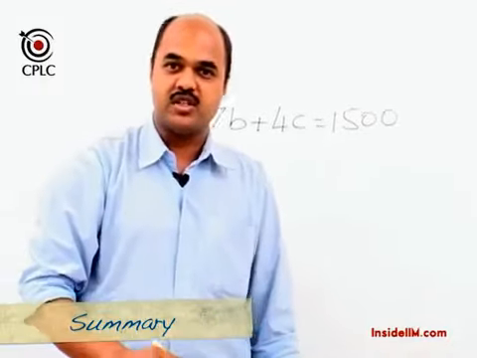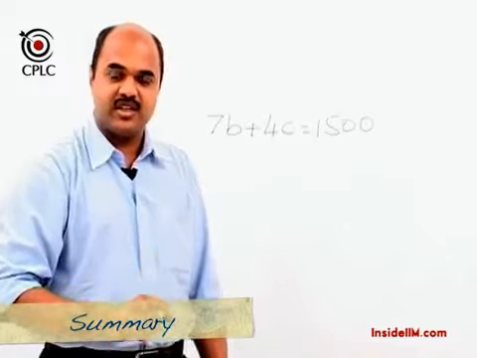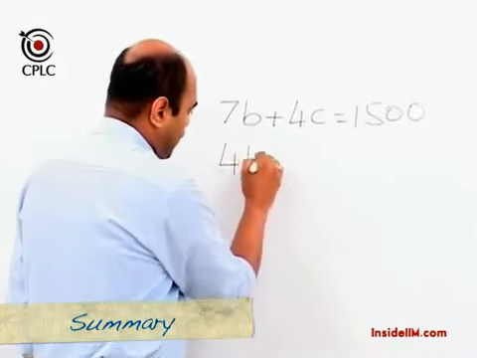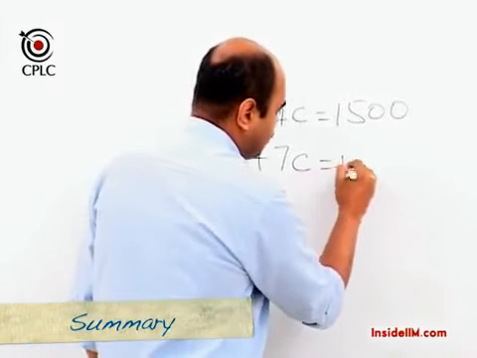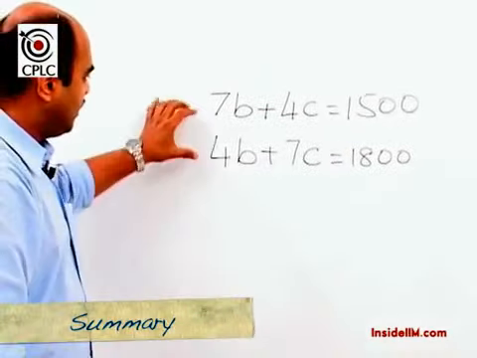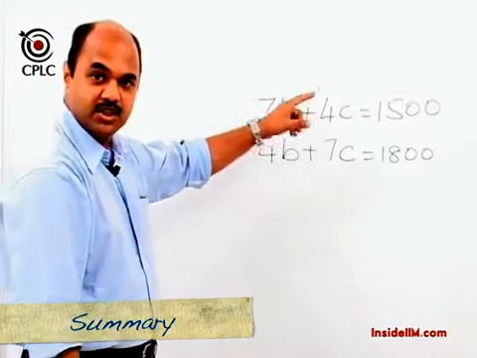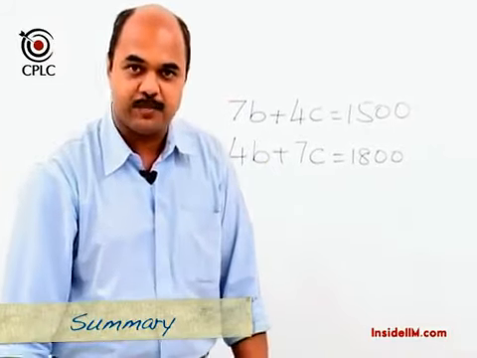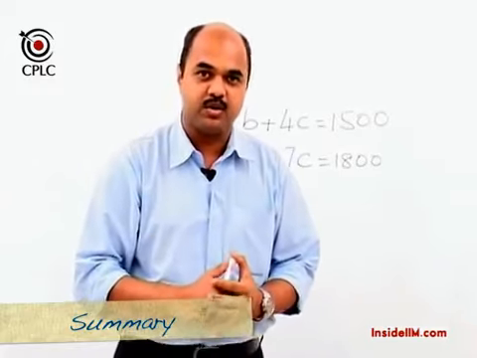If I reverse these numbers, suppose I were to buy 4 books and 7 CDs, then I fall short by 300. So the total amount that I would have to pay for 4 books and 7 CDs would be 1800. We had studied this kind of an example, an example of interchanged coefficients. And how do we solve such examples? We add and subtract and then work with the 2 new equations which are simpler to use.